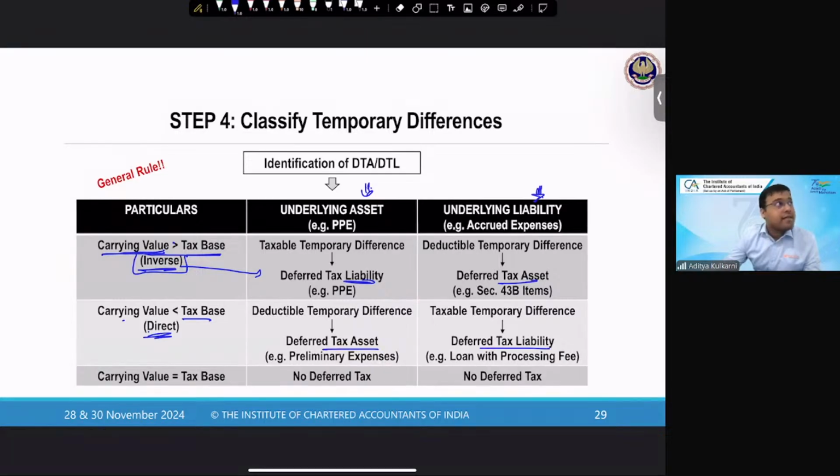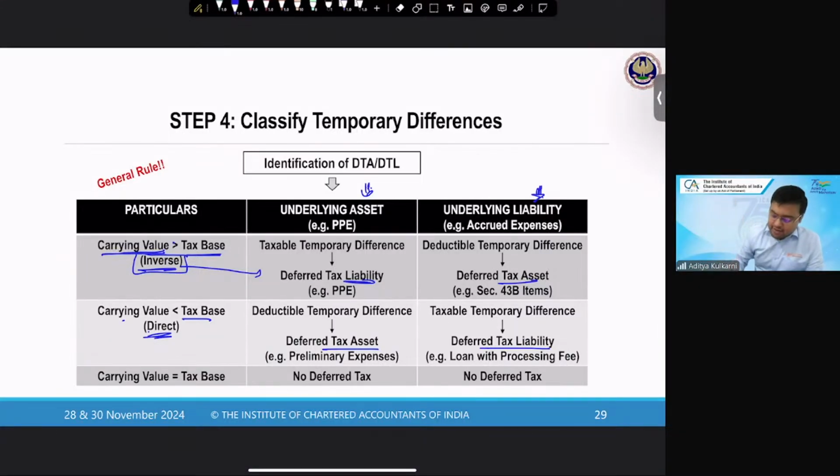So my fundamental rules are: if carrying amount is greater than the tax base, I have to follow an inverse relationship. I will check whether the underlying is an asset. If it is an asset, the resulting will be a DTL. If it is a liability, it will be a DTA. If carrying value is less than the tax base, there will be a direct relationship between the underlying and the deferred tax. Underlying is an asset, deferred tax also will be an asset. Underlying is a liability, we will create a deferred tax liability.